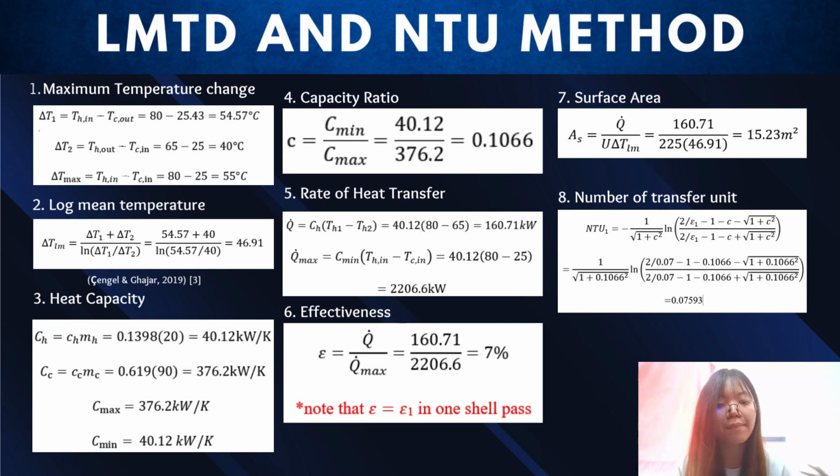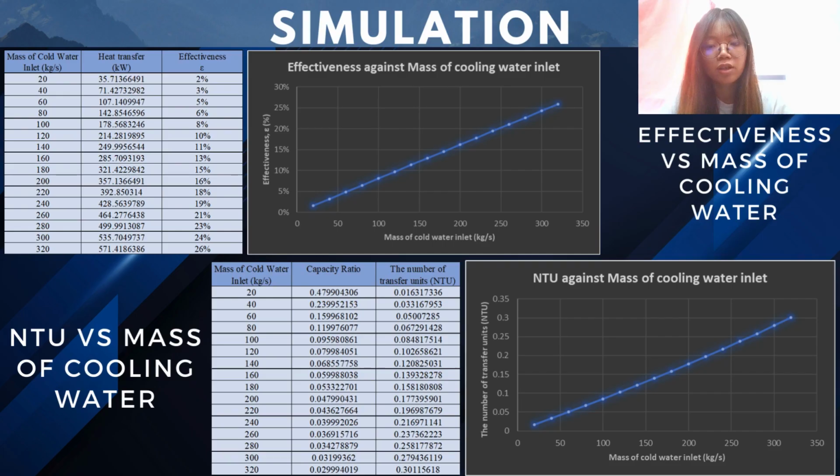And then we are able to calculate our NTU. Since we are using the one shell two tube pass, we are using this equation. So we just substitute this equation, then we got our NTU one equal to 0.07593. So after calculating all the stuff, we are able to simulate the heat exchanger.